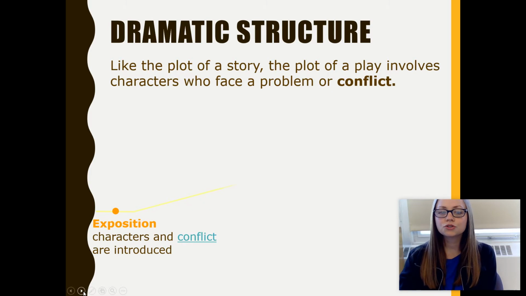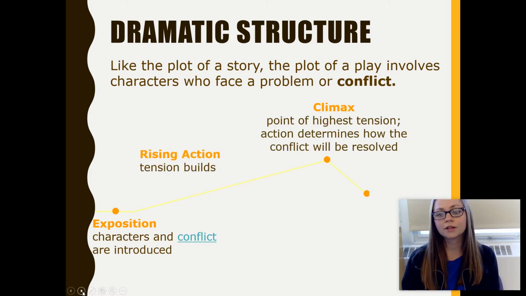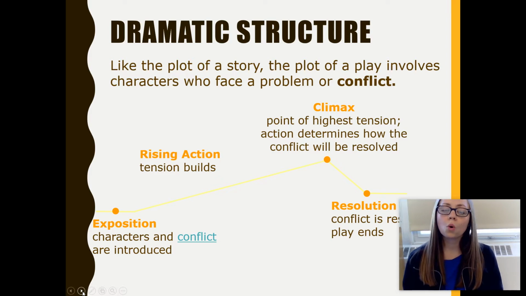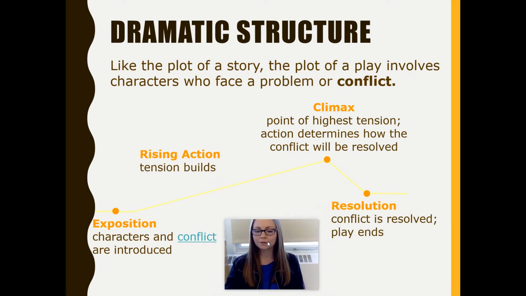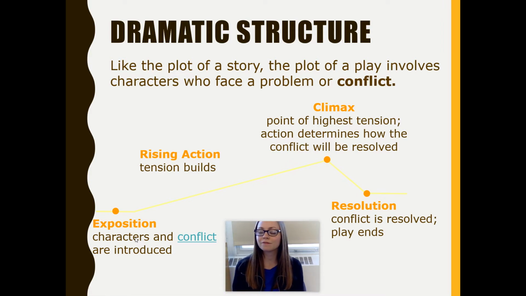So, dramatic structure. Like the plot of a story, the plot of a play involves characters who face a problem or a conflict. So we're going to look at this plot chart once more just so that we can familiarize ourselves with this again. First you have the exposition, and that's where the characters and conflict are introduced. Okay? That's the beginning of the story. You find out who your characters are. You might find out the setting of the story.